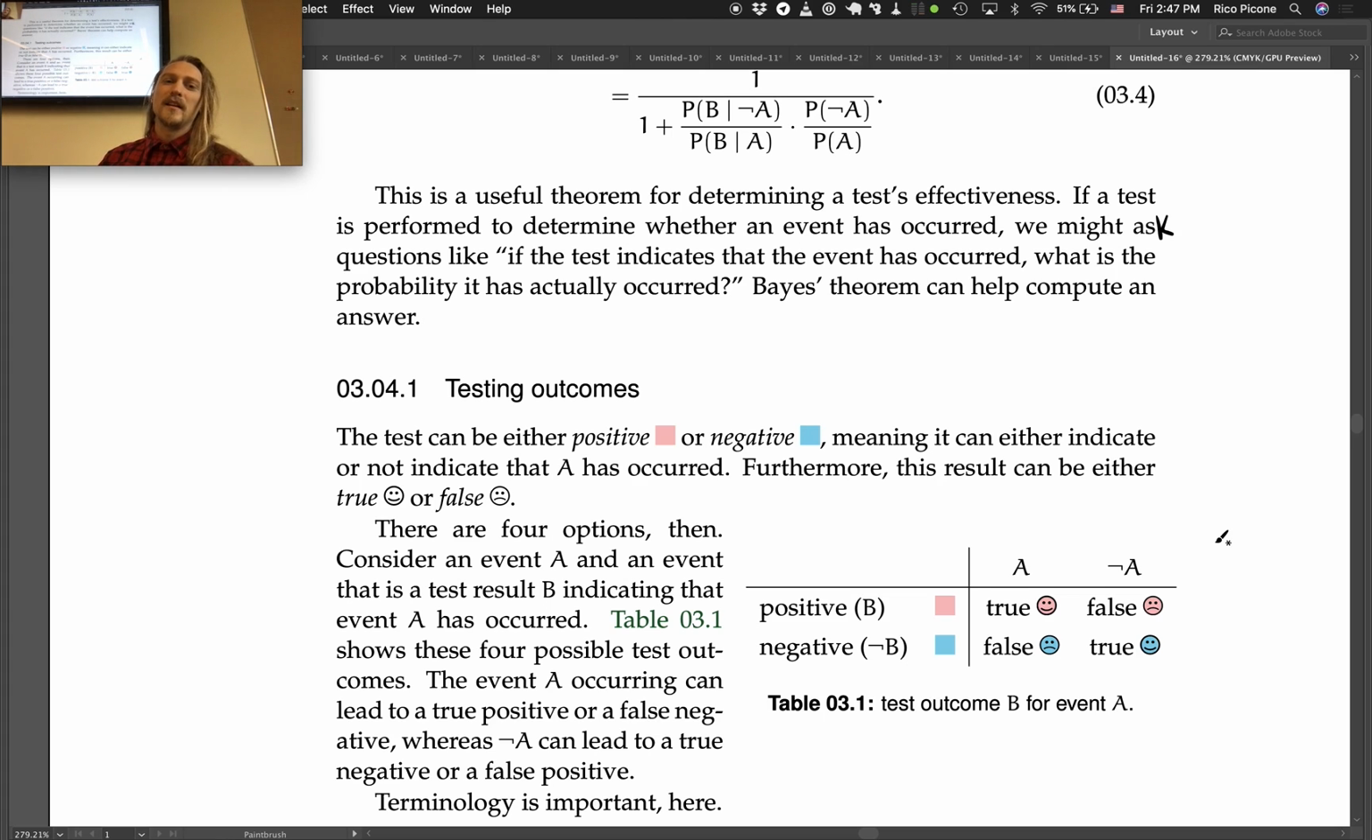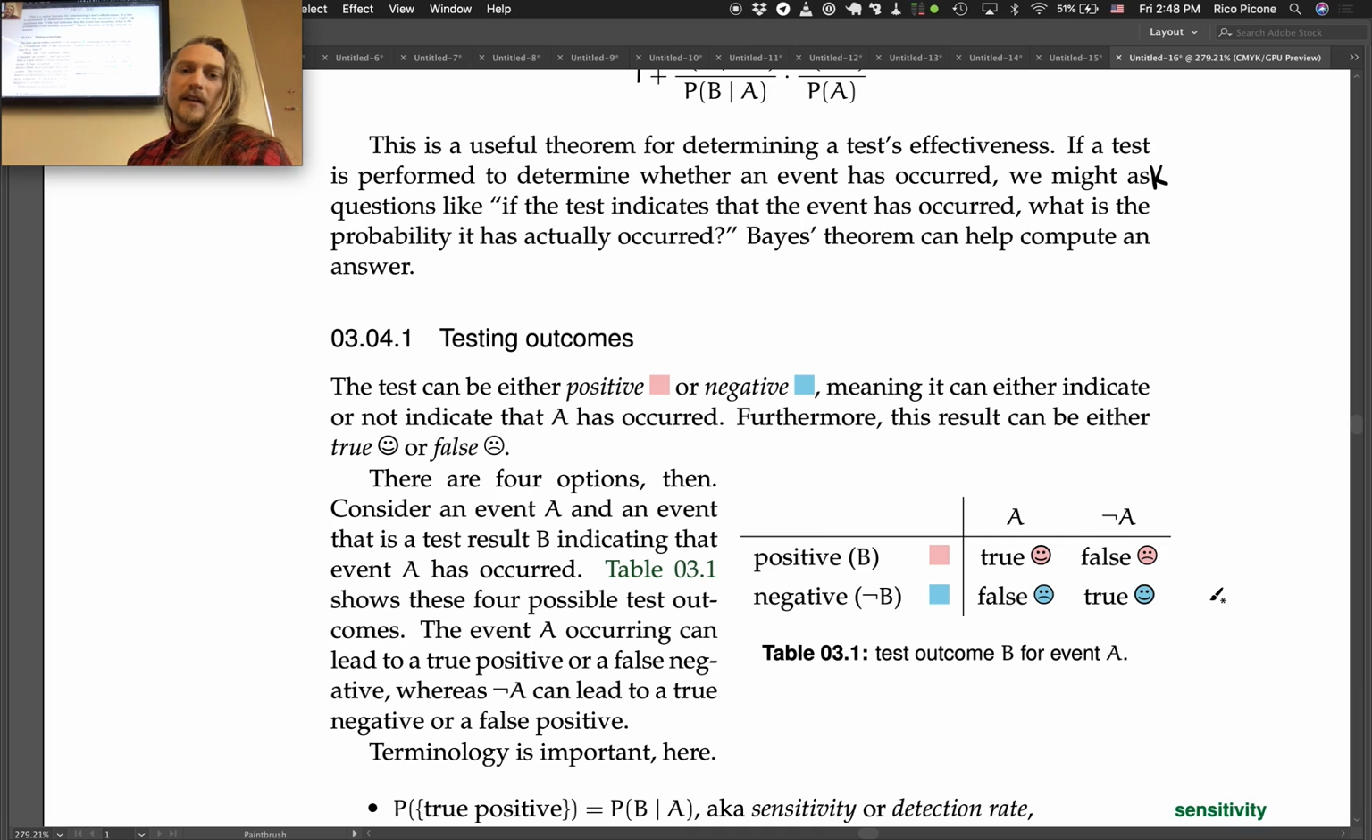So, testing outcomes. The test can be either positive or negative, meaning it can either indicate or not indicate that A has occurred. Furthermore, this result can be either true or false. So the test could be a positive test, but the event might actually not have occurred. That would be a false positive. Or the test could indicate that the event did not occur and it actually did occur, in which case it would be a false negative. So there are four options then.